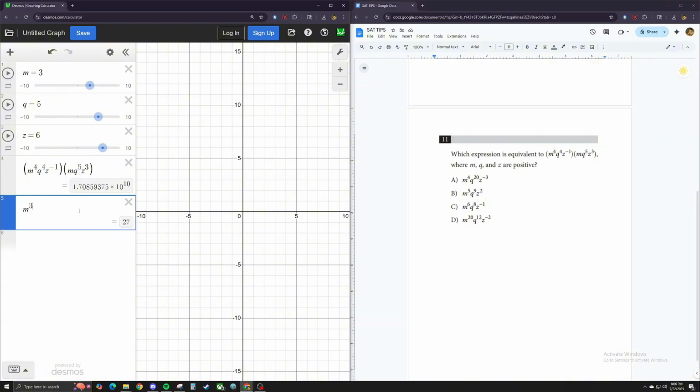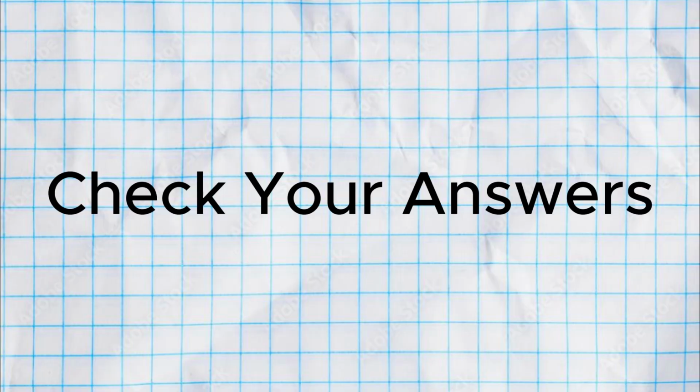M to the 5th times Q to the 9th times Z squared. And those are exactly the same. So now you have your answer. Your answer is B. If you forgot your exponent rules, all you have to do is just make up some random numbers and plug it in.